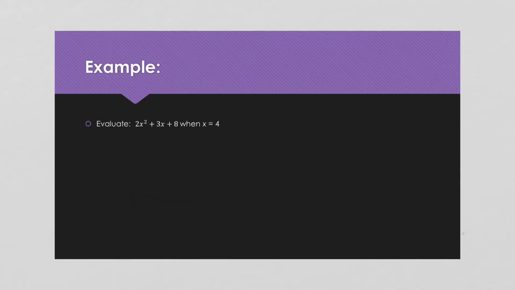All right, on this problem, we're going to substitute 4 in everywhere we see x. So I've got 2 times 4 squared plus 3 times 4 plus 8. On this problem, I would do this right here first. So I've got 2 times 16, that's what 4 squared is. And I can go ahead and do 3 times 4 here. It's not going to hurt anything because they don't overlap.